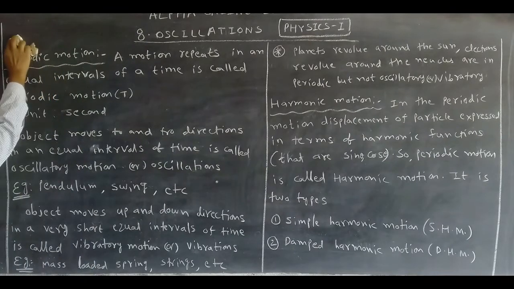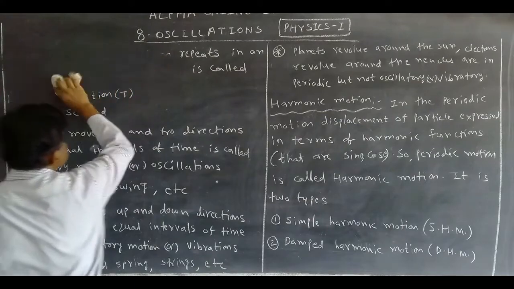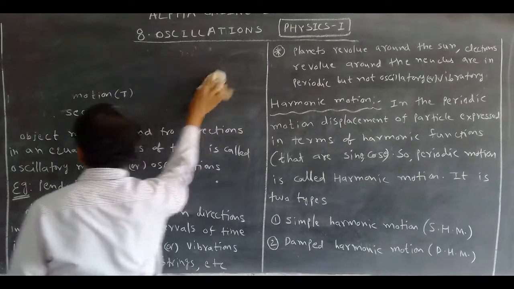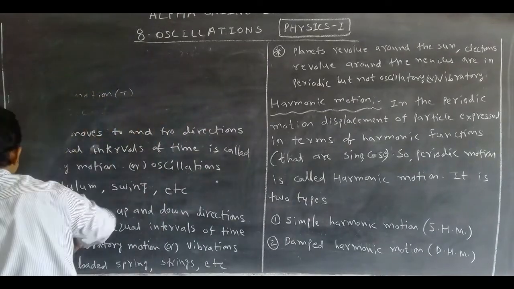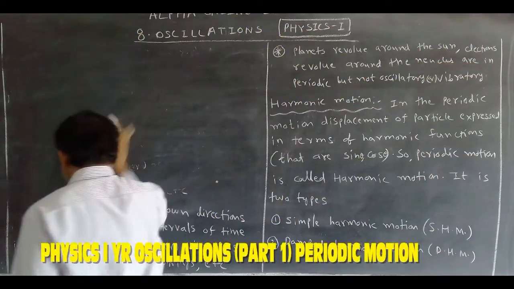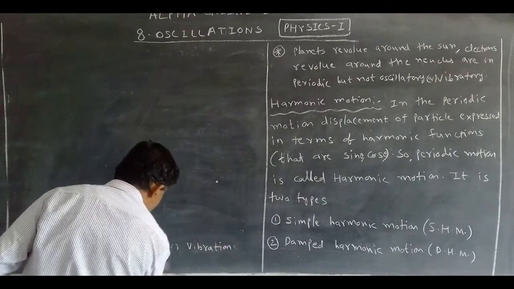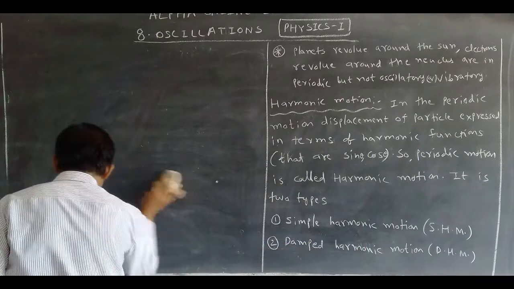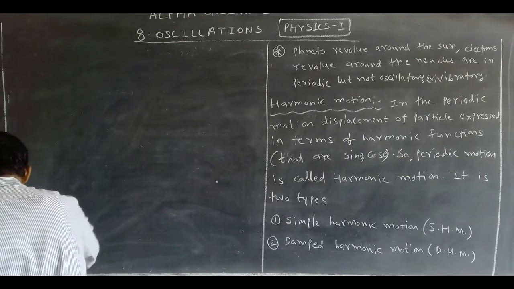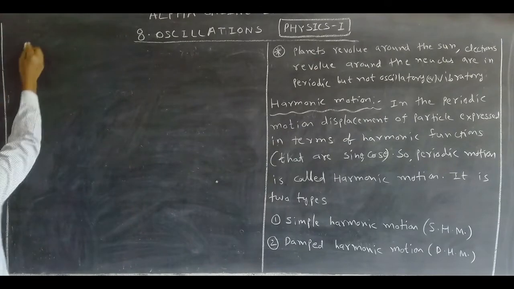Now, first we want to discuss the simple harmonic motion. What is the meaning of simple harmonic motion? We know that in harmonic motion, the displacement of the particle is expressed in terms of sin and cos. That's why periodic motion is called harmonic motion. Now, let us take the example of the pendulum.